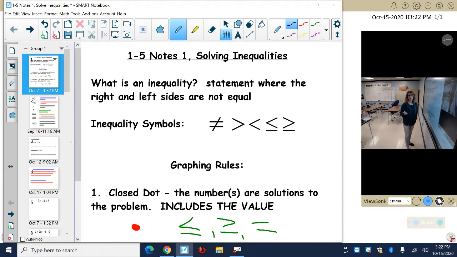Okay, first things first, what is an inequality? An inequality is a statement where the right-hand side and the left-hand side are not equal. So the inequalities that you're going to be looking at are not equal to, greater than, less than, less than or equal to, or greater than or equal to.